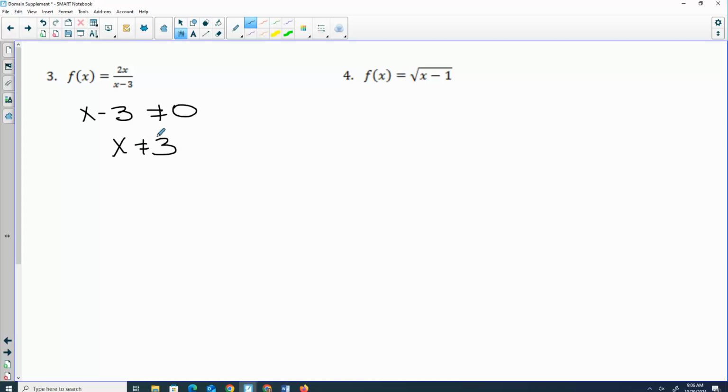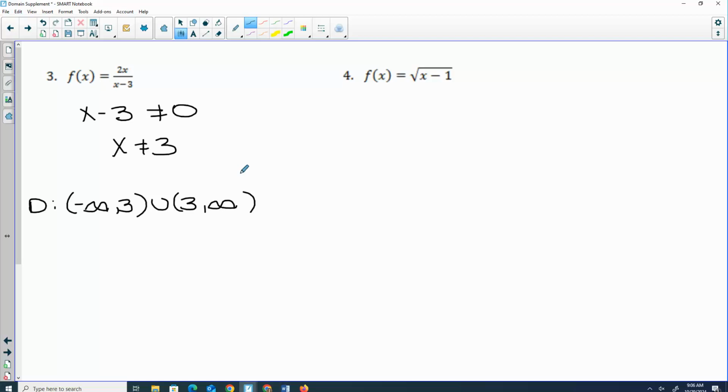Now when we were writing our domains from our graphs, we always gave our interval. So I want to do that here. If x cannot be 3, your domain is telling us what it can equal. So it can be anything except 3. So it would be negative infinity to 3, union 3 to infinity. We can have anything smaller than 3, anything bigger than 3. Why did I do parentheses on the 3? Because it's not included. Okay? Bracket means included, parentheses is not.